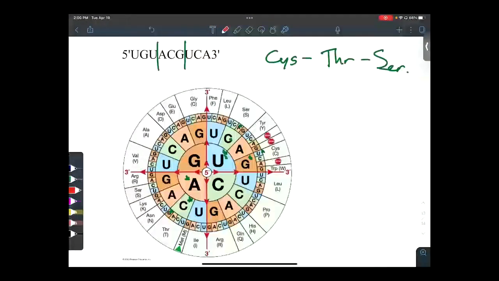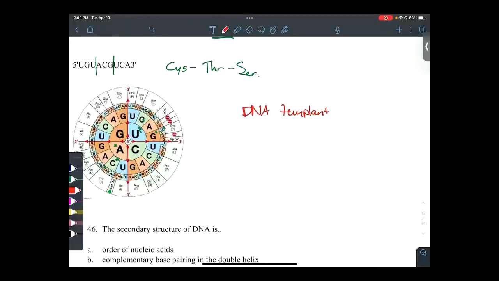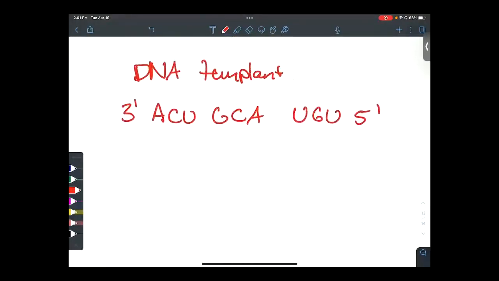So let's do one more. How about, what if I gave you the DNA template? I'm just going to make stuff up. It might not even make sense. What if I gave you the DNA template of 3? So I'm starting with 3. Let's say, okay, I'm just going to do it backwards. ACU, GCA, UGU, 5. So let's go through the strategy here to get your amino acid sequence.